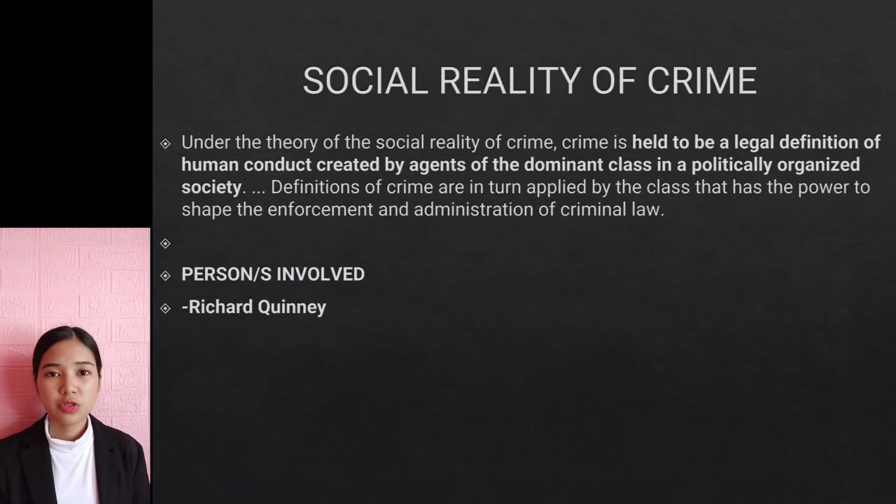So let's proceed to the social reality of crime. Under the theory of the social reality of crime, crime is held to be a legal definition of human conduct created by agents of the dominant class in a politically organized society. Definitions of crime are in turn applied by the class that has the power to shape enforcement and administration of criminal law. So the person involved here is Richard Quinney.